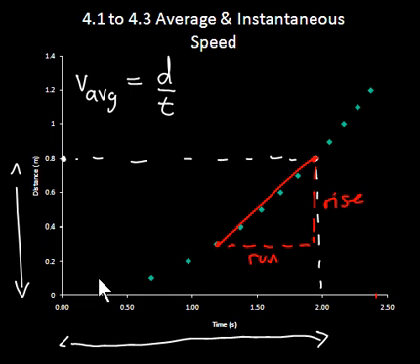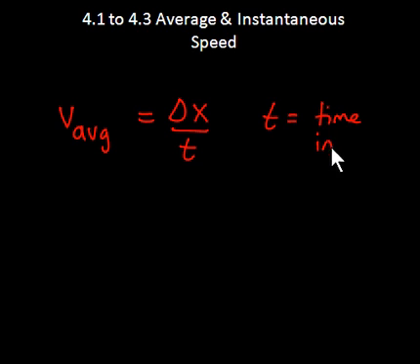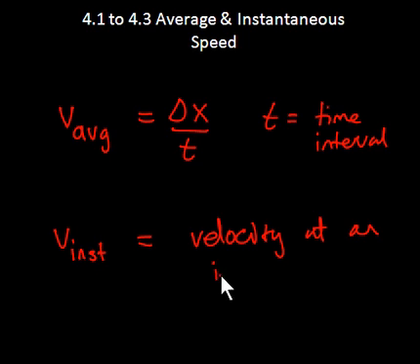But the instantaneous speed is the speed at any point on its travels. And in order to narrow down to that, I would have to take the slope of a line connecting smaller and smaller points. And it's never going to be the same as the average velocity. So the average speed is just distance over time, delta x over t, where t is a time interval, the time during which this change in position took place. So it's speed measured over an interval of time, whereas the instantaneous speed, v inst, is the velocity at an instant in time, at a particular point in time.